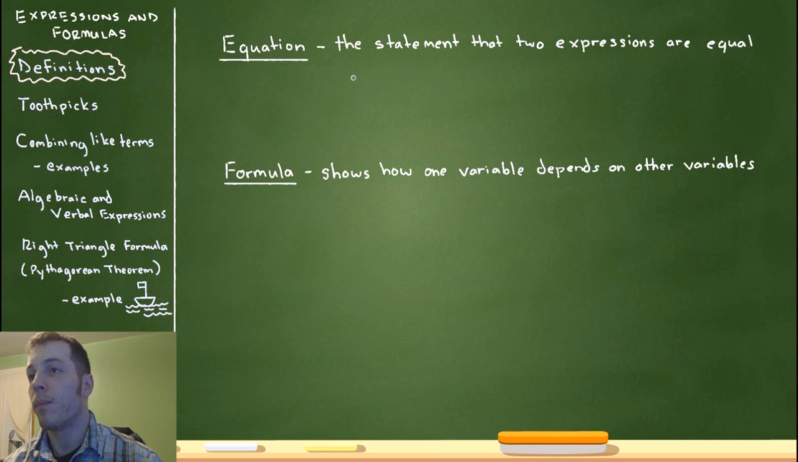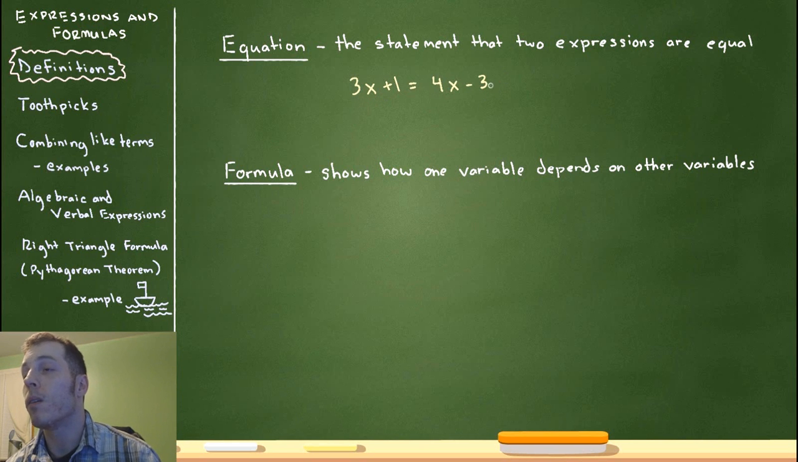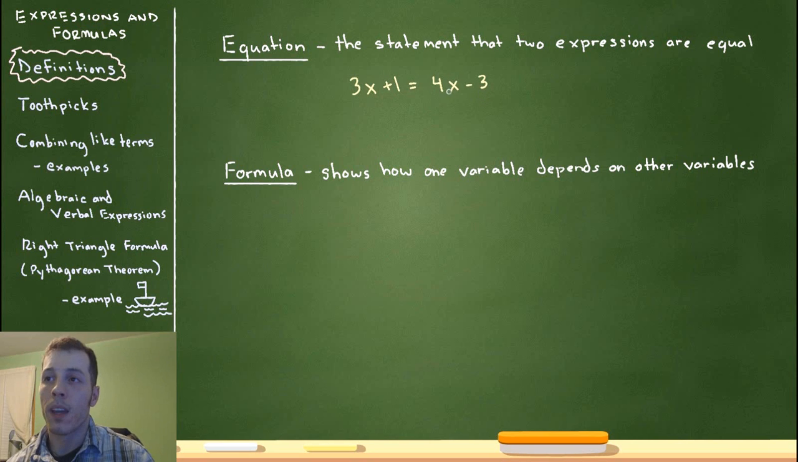So for example, if I say something like 3x plus 1 is equal to 4x minus 3, the 3x plus 1 is considered to be an expression. It expresses any number you would like. Okay, so it just expresses something. And the same goes for 4x minus 3. This is an expression of anything you'd like it to express, really, any particular number.